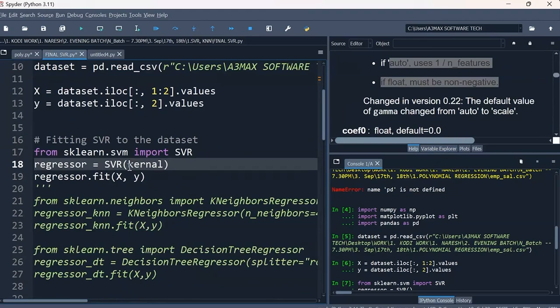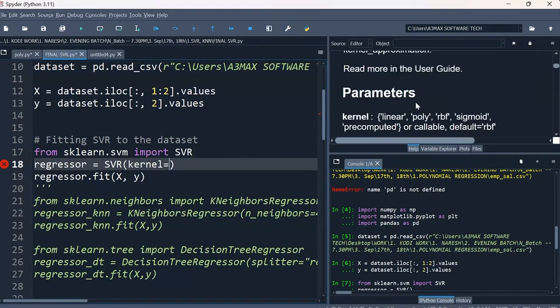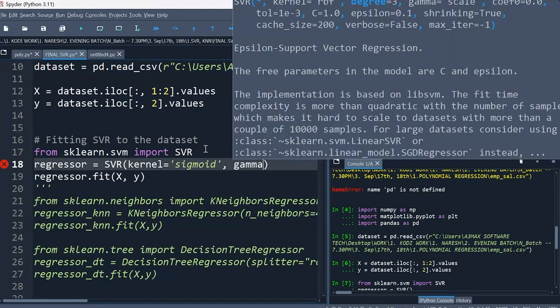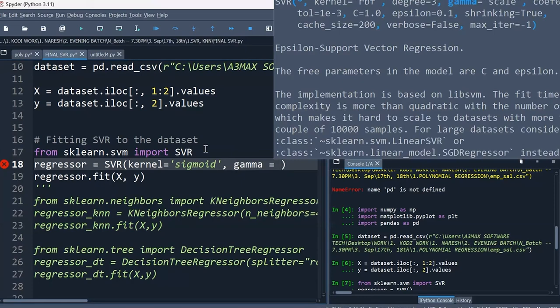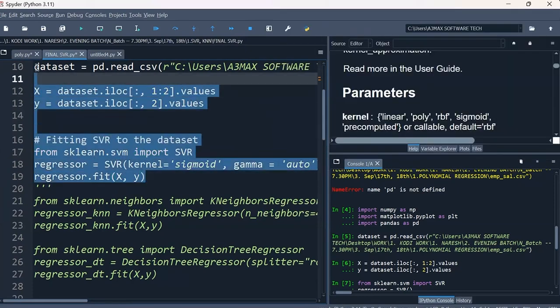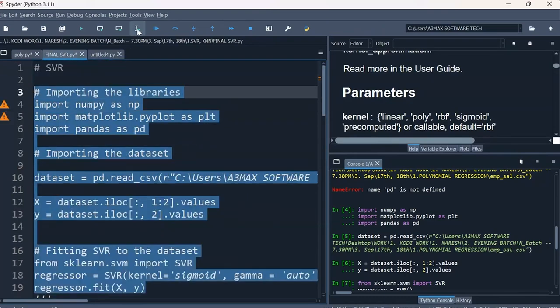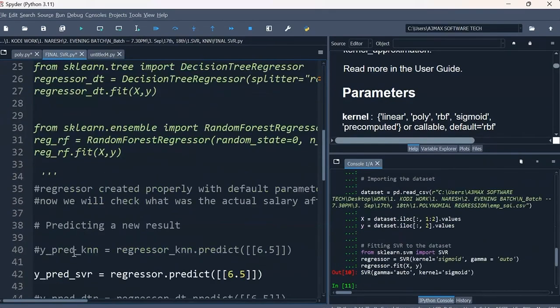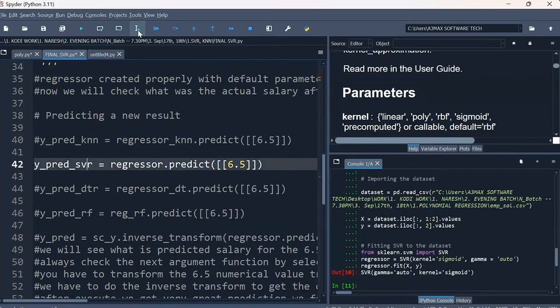I can mention kernel equals to, okay, now I'll go ahead and tab, kernel equals to, how many kernels do I have? I think let's try sigmoid. I'll apply sigmoid and let's say gamma. What was the default gamma? Scale or auto? Scale. Can I change to auto now? Okay, now let's rebuild the model and just execute the code one more time. And let's see the predictions of SVR.